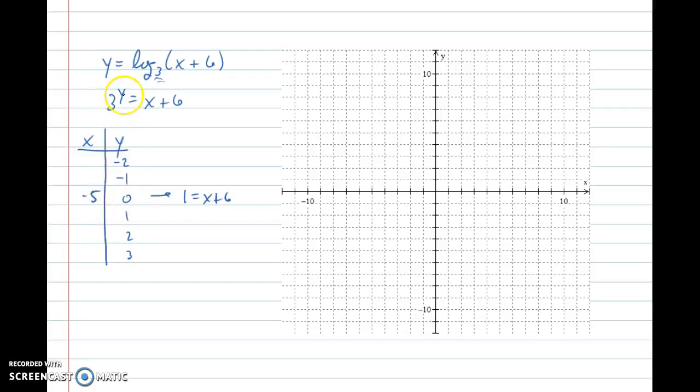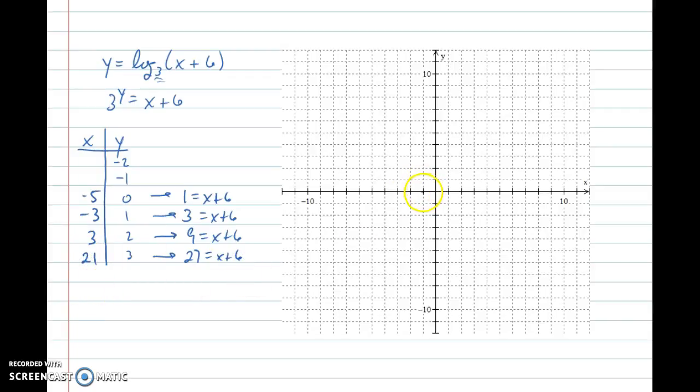When y is 1, 3 to the 1 is 3. So I've got 3 equals x plus 6. So if I subtract 6 from both sides, I get negative 3 for x. When y is 2, 3 squared is 9. So I got 9 equals x plus 6. So x must be 3. When y is 3 rather, 3 cubed is 27 equals x plus 6. x has got to be 21. So those get pretty big.